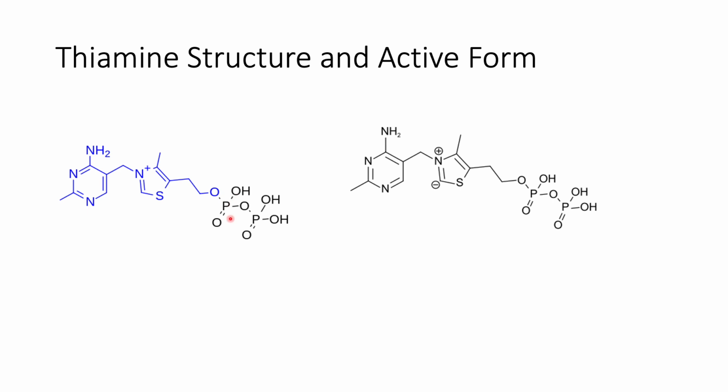So this is a pyrophosphate moiety here, there is a thiazole here, and a pyrimidine here. Thiazole is interesting because this is where the active moiety is, and you have the nitrogen and sulfur, which are called heteroatoms, and heteroatoms are non-carbon atoms that form the ring in an aromatic structure.